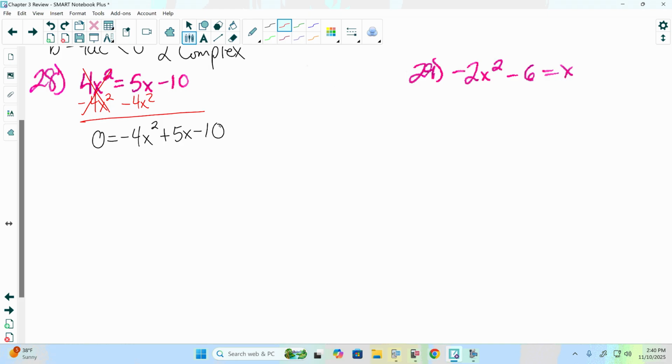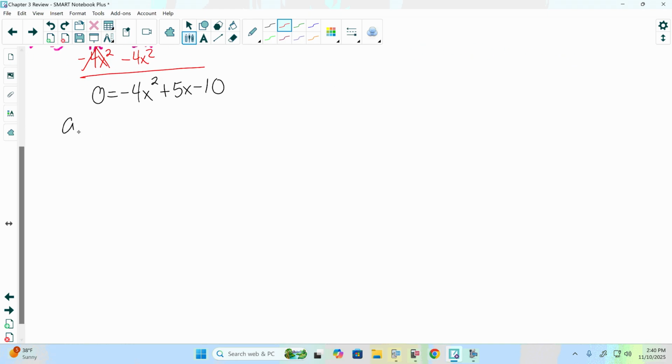And the reason we're doing this is we need to find the values of a, b, and c. Now for us here, the value of a is negative 4, the value of b is positive 5, and c is negative 10.